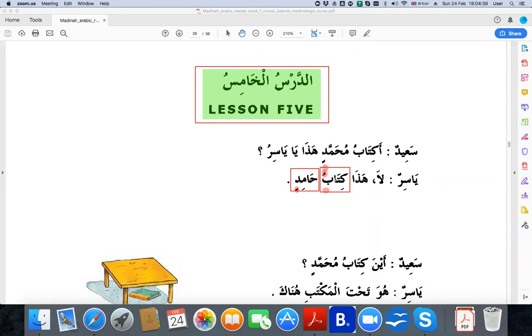There is one thing: al-mudaf doesn't have al. Al does not exist. Kitab, there is no al in mudaf. And the two vowels cannot be in al-mudaf. Okay, that's the rule of al-mudaf. But mudaf ilayh could have one vowel or two vowels, but always majrur. Okay?